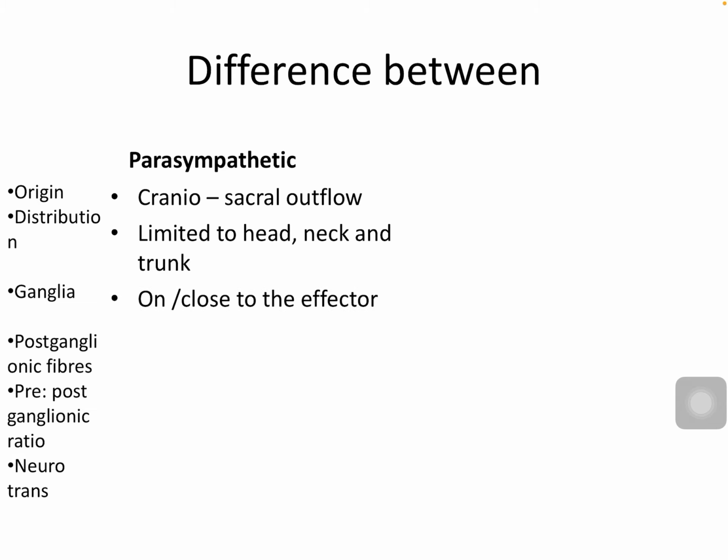Ganglia: as I told you in the figure, the parasympathetic ganglia are mainly located either on the effector organ or very close to it. The postganglionic fibers are short, and the ratio of preganglionic to postganglionic fibers is about 1 to 1 or 1 to 2. The primary neurotransmitter is acetylcholine, and the co-transmitters are VIP, that is vasoactive intestinal polypeptide, and nitric oxide. Now what are these co-transmitters, that we will see in the next slide.